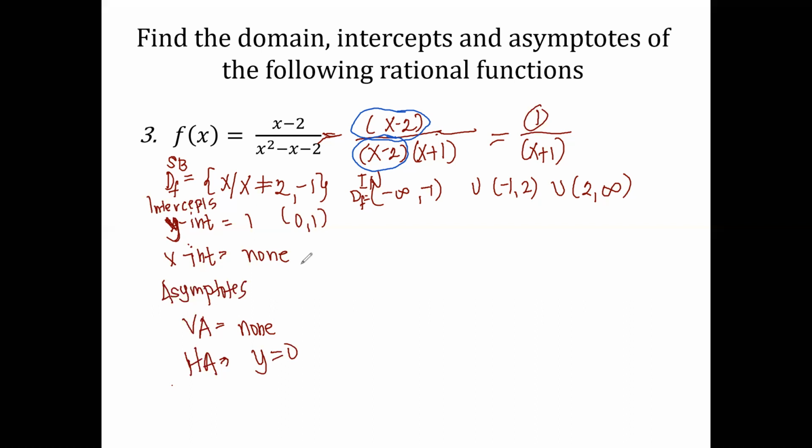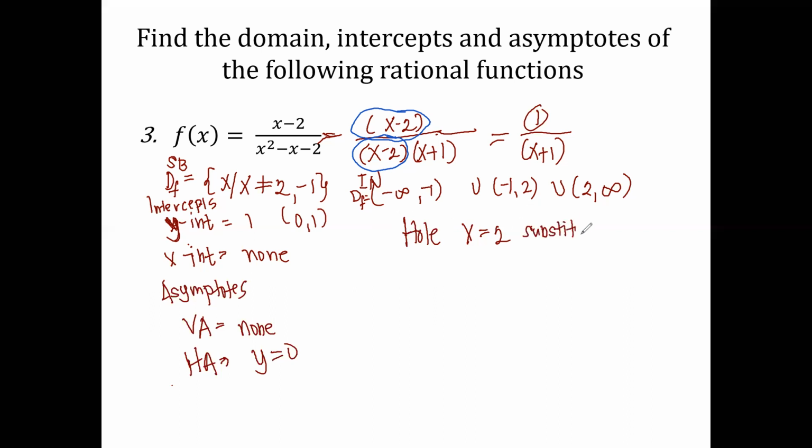So domain, intercepts, asymptotes. Here, since we have a factor that is being cancelled out, we have a hole. So what is the hole for this one? The hole is at x equals 2. So what is that particular point? How do we do that? Simply substitute x equals 2 into the simplest expression.